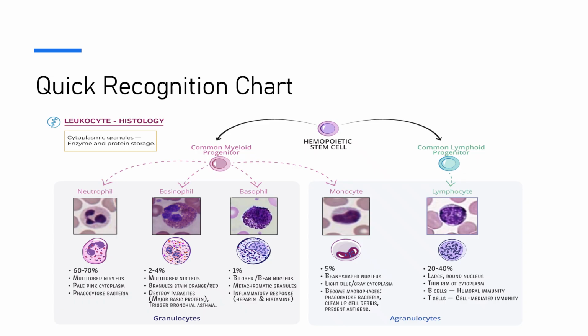shape, granule appearance, cell size, and cytoplasmic characteristics. And once you start seeing enough smears, those patterns become surprisingly easy to recognize. Or as I like to tell students, eventually your brain starts doing hematology pattern recognition mode, and you can spot these cells almost instantly.